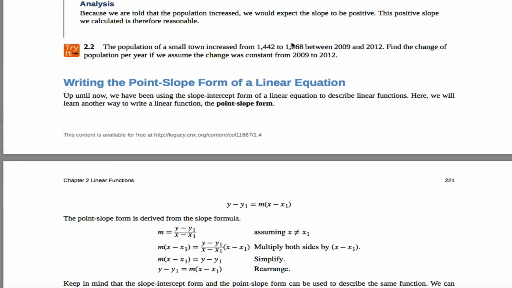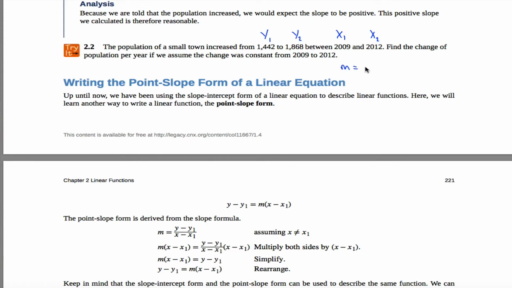So to find the slope, again, recognize these are the y-coordinates, these are the x-coordinates, and arbitrarily label them x1, y1, x2, y2. So maybe I will call 2009 x1, and then I will be forced to call 1442 y1, because those two correspond. And then I'd be forced to call 2012 x2, and therefore 1868 would be y2. And so I'm just figuring out the slope.